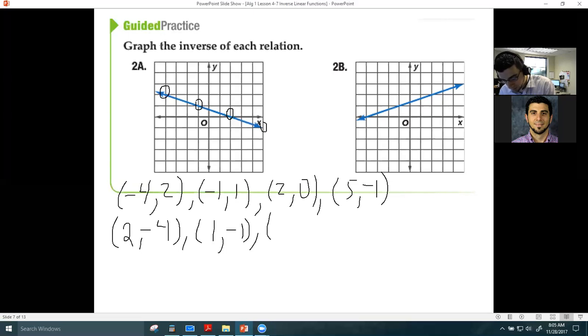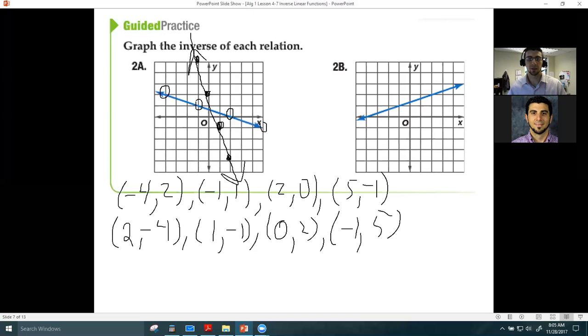So if I plot, sorry, 1, negative 1, 0, 2, and negative 1, 5, it looks like that. And you have your line there. Okay, so that's that one. Let me just block that off.